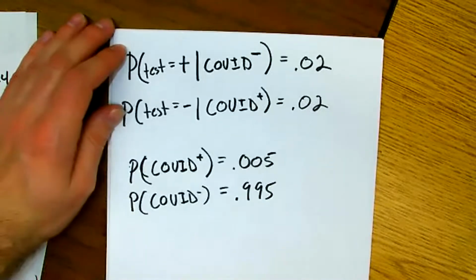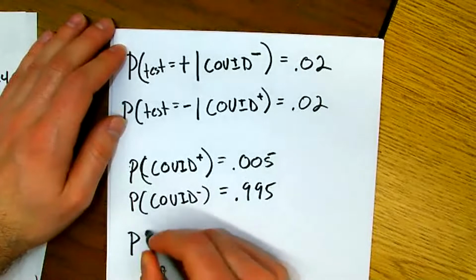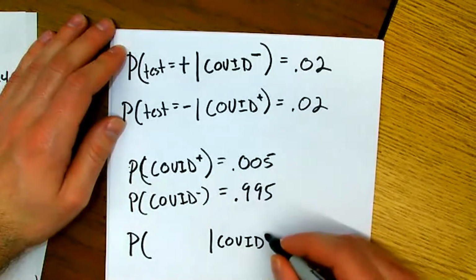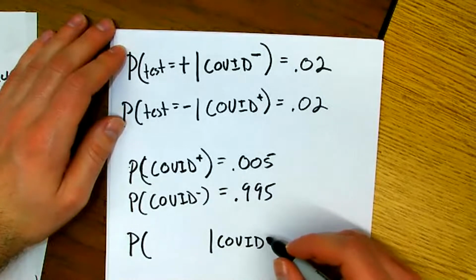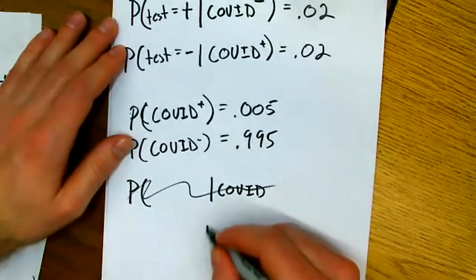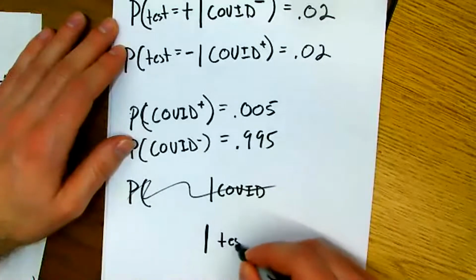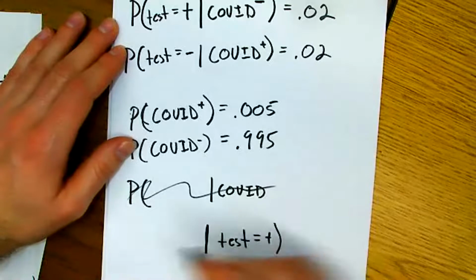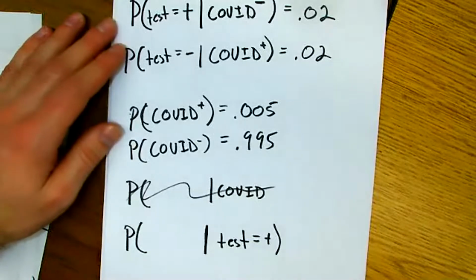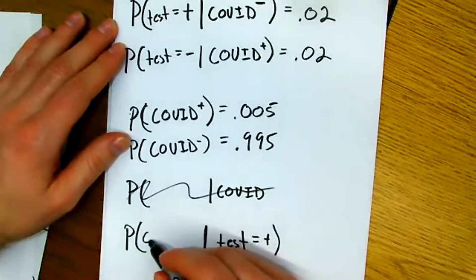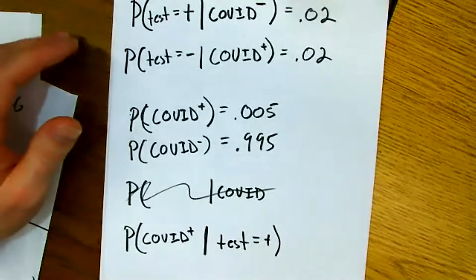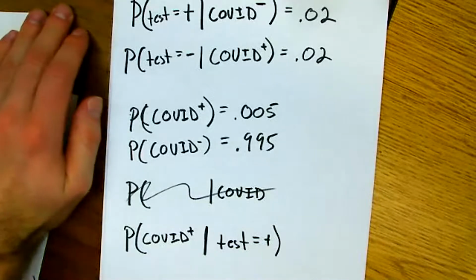All right, so now we might be more interested in something like, I feel fine, but I go and get a test and it comes back positive. But I could be an asymptomatic carrier. So given that I have a positive test, what's the probability I actually have the disease?